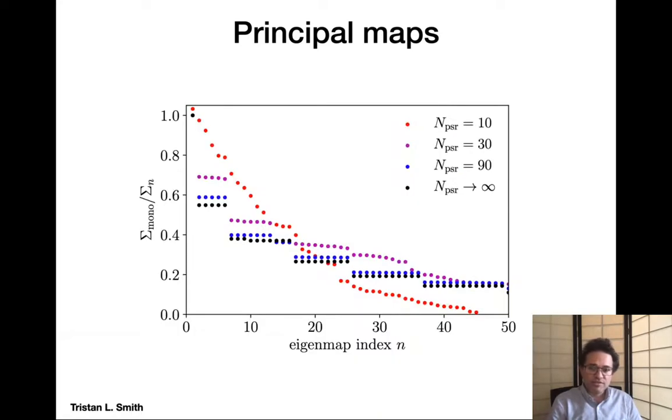And in fact, if we break this out in a slightly different way, we can compute the ratio of the noise in the monopole to the noise in any one of the principal maps as we increase the number of pulsars, and then we can derive what this ratio is in the case where we have an infinite number of pulsars. And in that case, you can actually see the monopole, the quadrupole, the dipole, and higher order multipoles appearing here. And as we decrease the number of pulsars in our PTA, we deviate from this idealized limit.